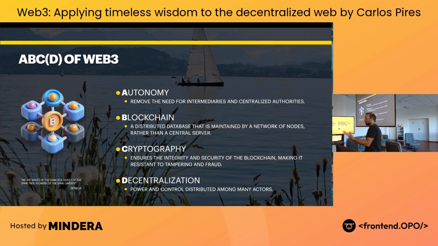And as we don't have the middleman, the central entity, we have to find a way to allow the network to work, and we use code to do it. We use cryptography, and it ensures the integrity and the security of the network, making it resistant to tampering and fraud. And decentralization, again, that is the main topic. It's to spread the power, not only to one entity. We have many actors that can join and participate openly.